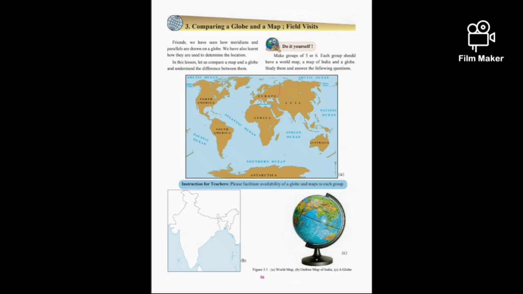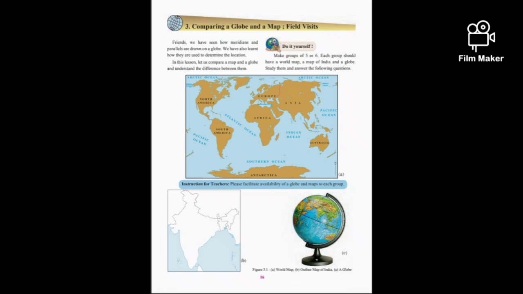And a map is drawn on a flat piece of paper, so you could easily fold it, put it in your pocket or your bag, and carry it wherever you want. But with a globe, it's not possible. You can't carry it wherever you want. You can't put it in your pocket.